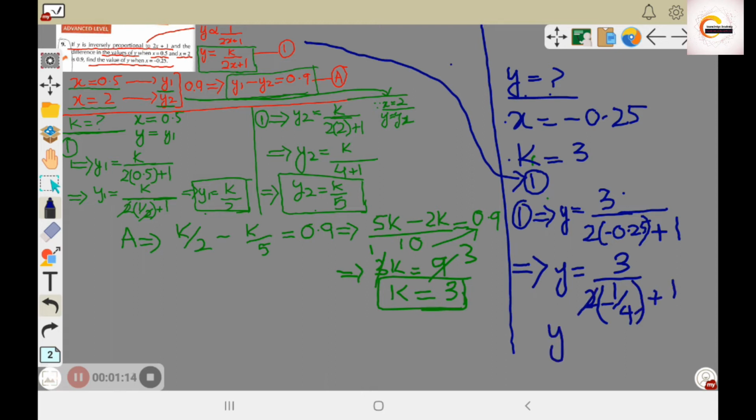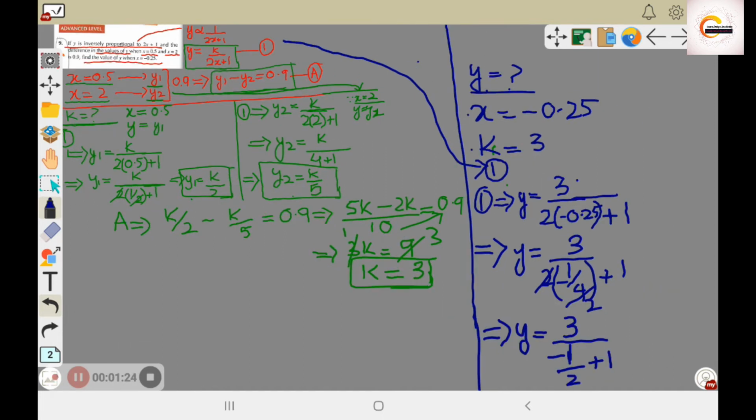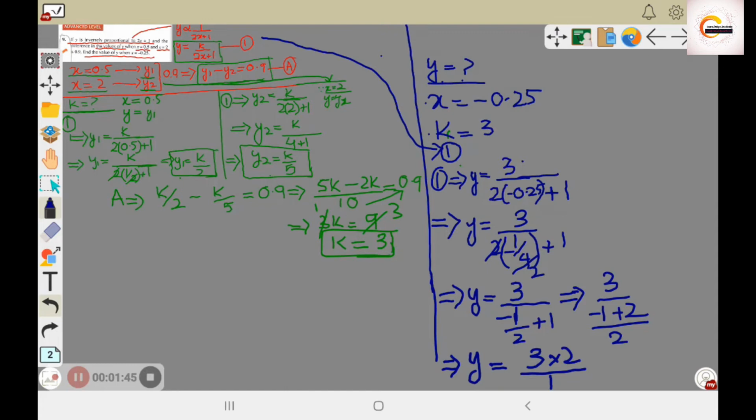So 2 cancel, 2 ones are 2, 2 twos are 4, so y is equal to 3 upon minus half plus 1, which means 3 upon minus 1 plus 2 upon 2. I have taken the LCM here. y is equal to 6.